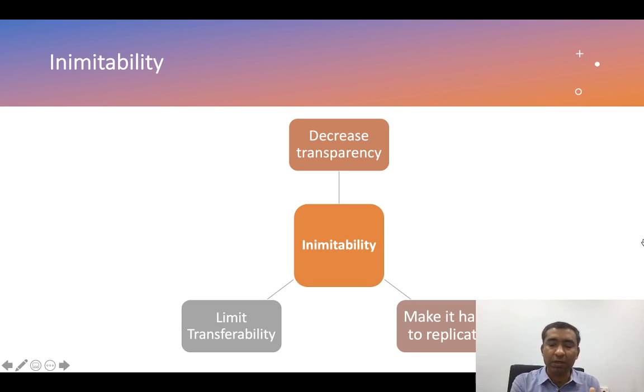So you do what is important for you, nothing else. So you don't have information to develop the complete product. That is why they have decreased the information and transparency in order to keep the product inimitable. Okay, so that is important.